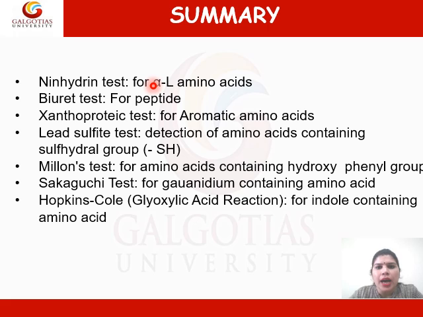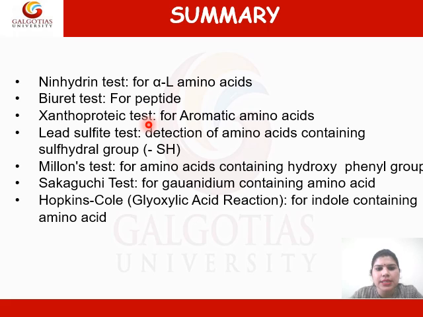An amino acid containing a free amino group gives this test positive. Ninhydrin test gives a violet color with the ninhydrin reagent. Biuret test: this test is used for the identification of peptide. A violet blue color complex is observed after the amino acid or protein reacts with biuret reagent.